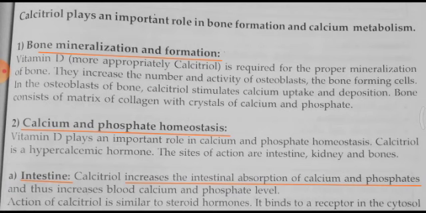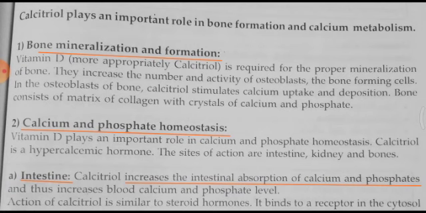Calcium and phosphate are a pair and complement each other, and wherever you see calcium you can see phosphate, and hence the bone and teeth contain calcium and phosphate. Calcitriol is a hypercalcemic hormone. Hyper means increased, calcemic means calcium, emic means blood. So a hypercalcemic hormone is one which is going to increase the calcium level in the blood.